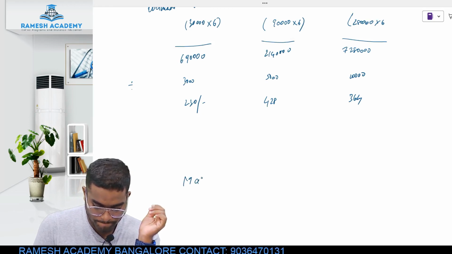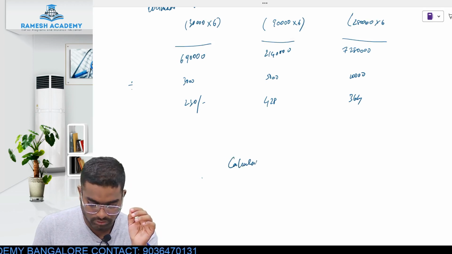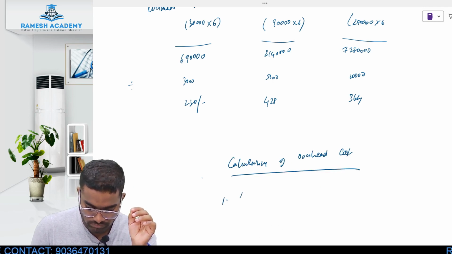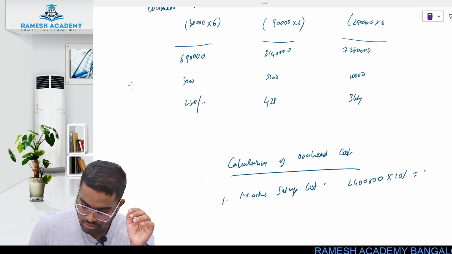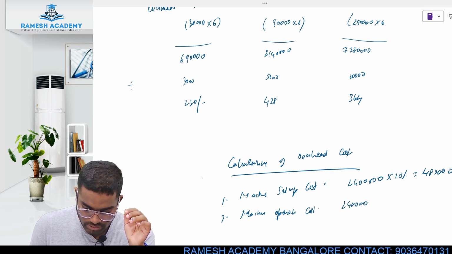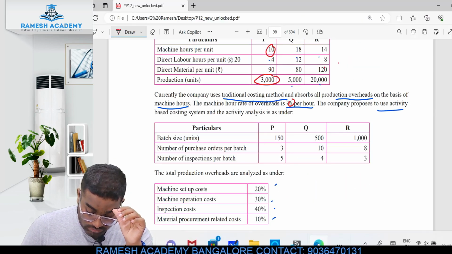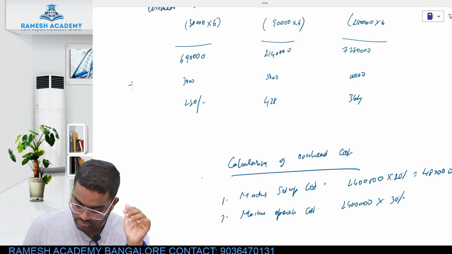Calculation of overhead cost. First we have machine setup cost, which is nothing but 24 lakh into 20%, which is 4 lakh 80. Then we have machine operation cost, 24 lakh into 30%. Inspection is 40%. 24 lakh into 30% is 7 lakh 20.